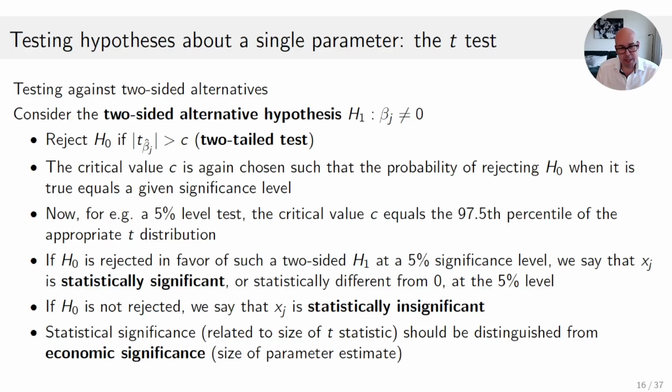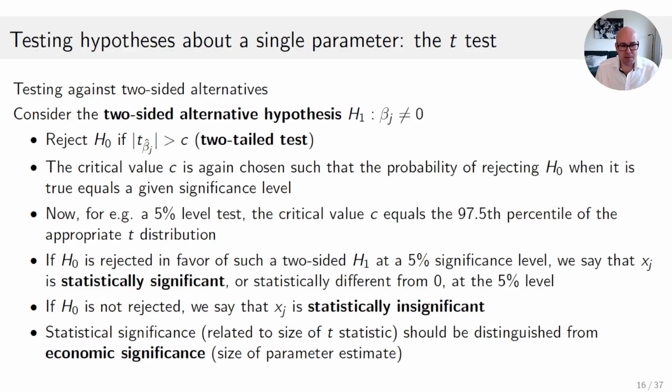If the null is not rejected, as before, we say that xj is statistically insignificant. Actually, I got that wrong in the previous bullet point, so let's get that right. What we actually say is that the effect of xj is statistically significant, and if H naught is not rejected, what we usually say is that the effect of xj is statistically insignificant. So the xj on the slide is actually not a typo.